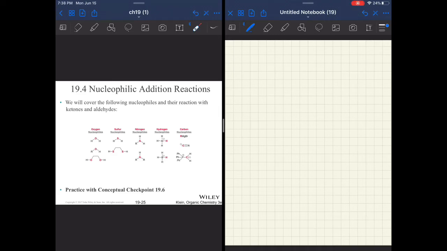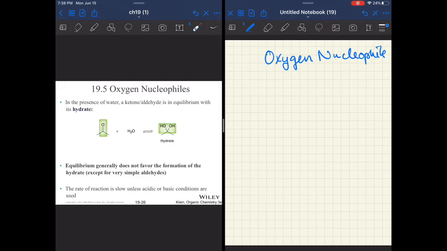Okay, we're going to start this third part of chapter 19 talking about oxygen nucleophiles. So we are going to look at water, alcohol, and then this diol here, and how they react with aldehydes and ketones. I know I said this in the last video, and I want to remind you, these reactions will work with aldehydes and ketones, despite the fact that we're just going to use acetone to discuss them.